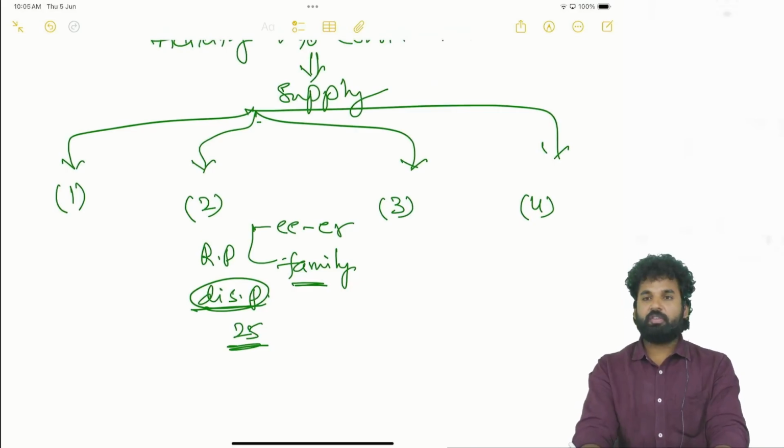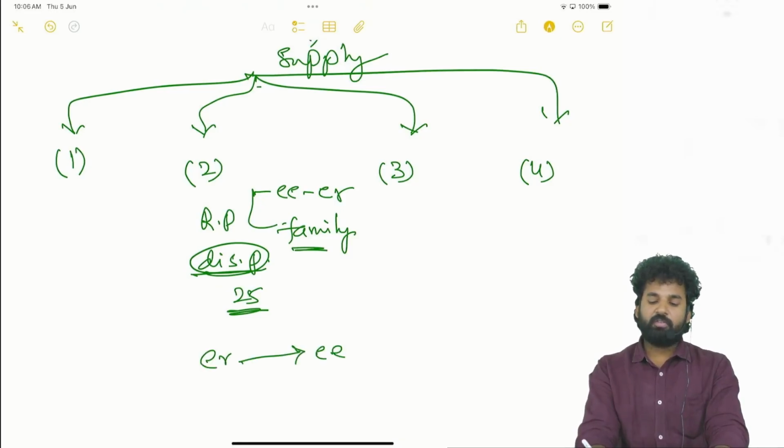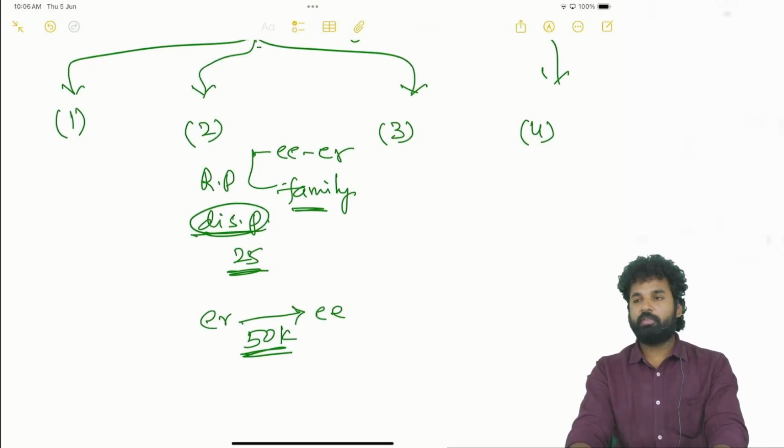But in this, with respect to employer-employee, there is an exception. With respect to gifts and perquisites. Whenever an employer is giving a gift, up to 50,000 rupees, by employer to employee, then it will be treated as an exemption.